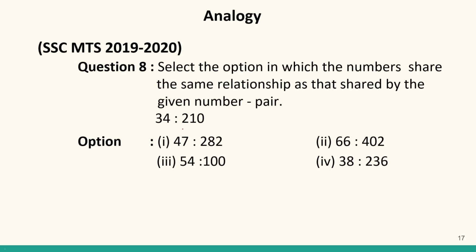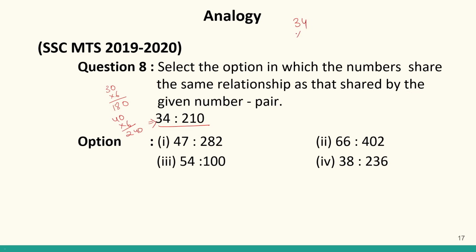Now, 34 is somehow related to 210, and we have to find an option which is related to this number in the same way. I can see that this is almost 6 times more. So if you know the table of 30, 6 times will be 180, right? And this is 34. If you see 40, 6 times will be 240. So it is somewhere in between. So I can say this is moving maybe 6 times more.